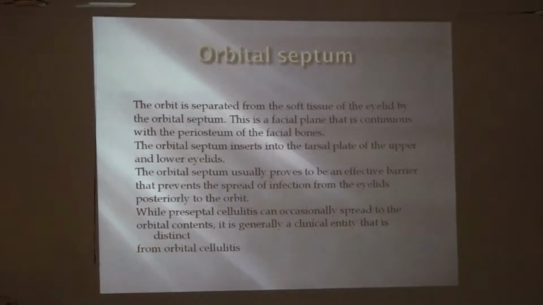So there is an orbital septum which serves as a barrier for spread of infection from outside of the eye. The orbital periosteum is attached to the septum, which forms a barrier. The orbit is separated from the soft tissue of the eyelid by the orbital septum. This is the fascial plane that is continuous with the periosteum of the facial bones. The orbital septum inserts into the tarsal plate of the upper and lower eyelids. The orbital septum usually proves to be an effective barrier that prevents the spread of infection from the eyelid posterior to the orbit. While preseptal cellulitis can occasionally spread to the orbital contents, it is generally a clinical entity that is distinct from orbital cellulitis.